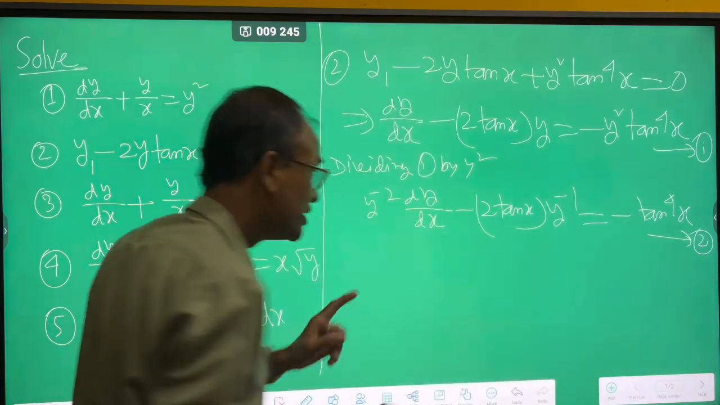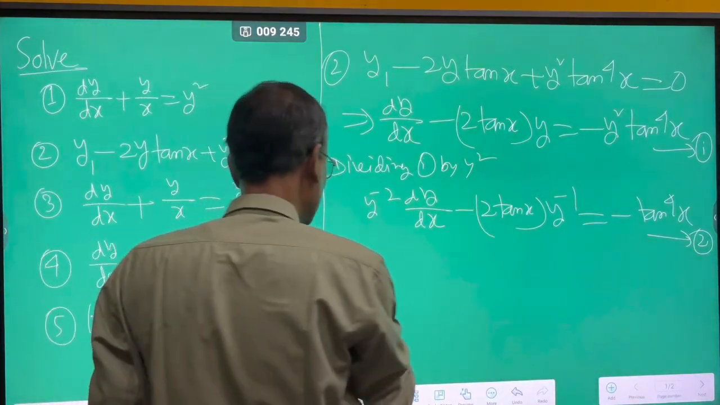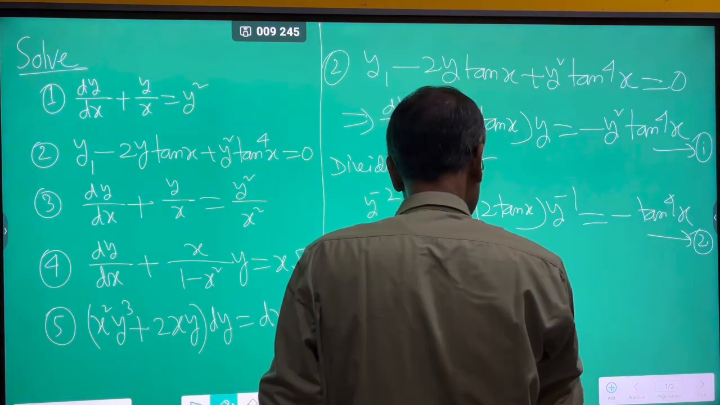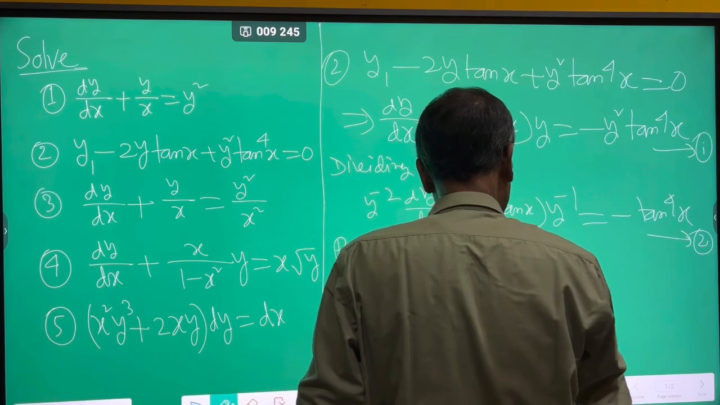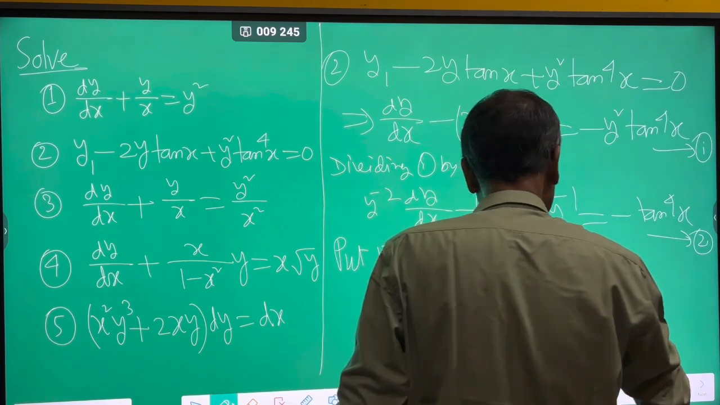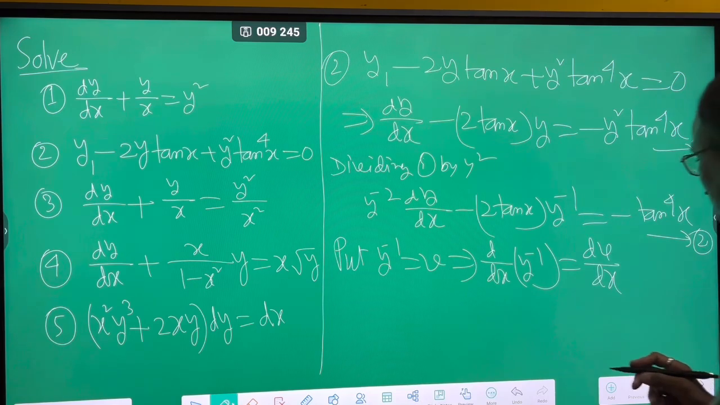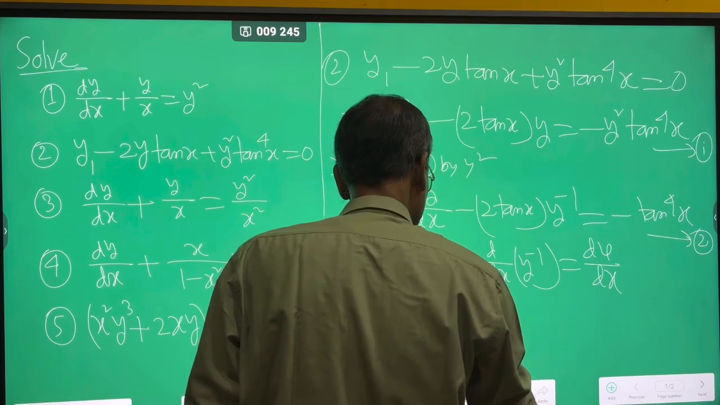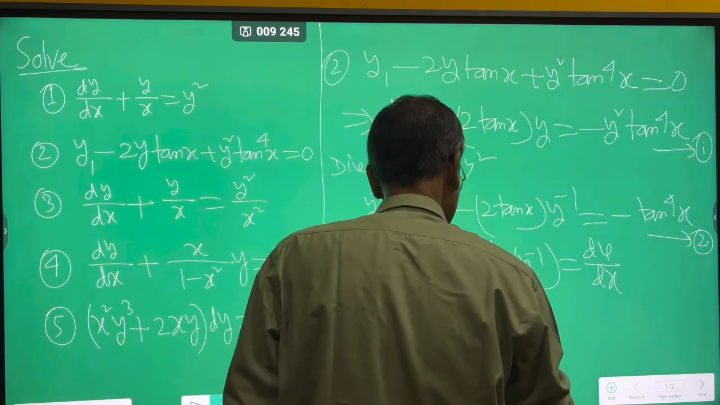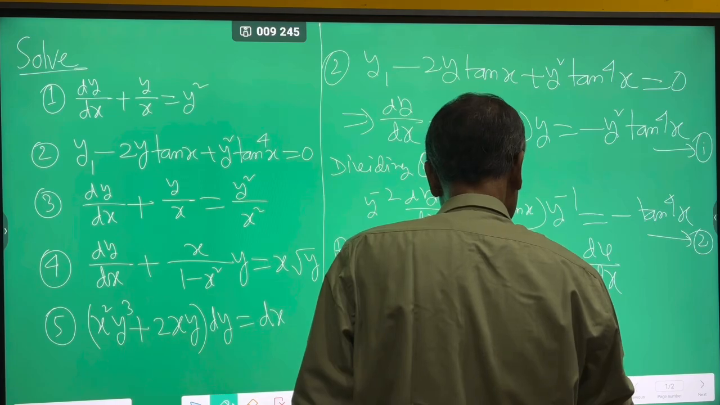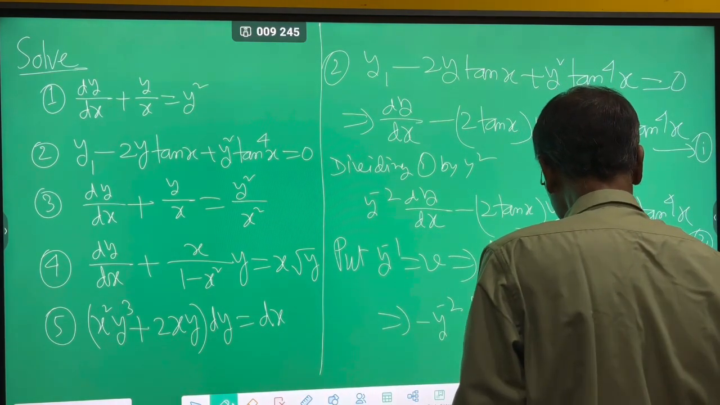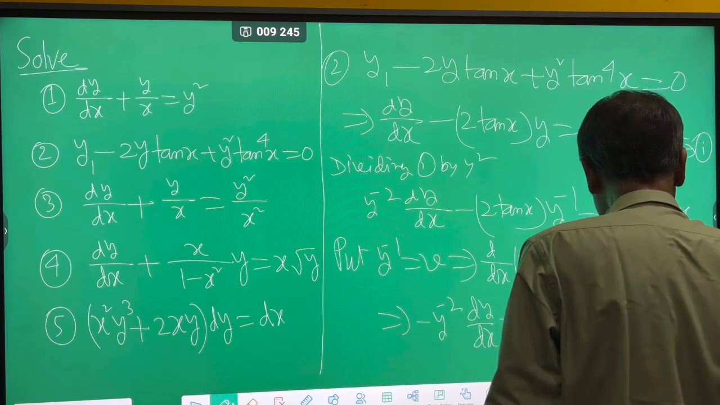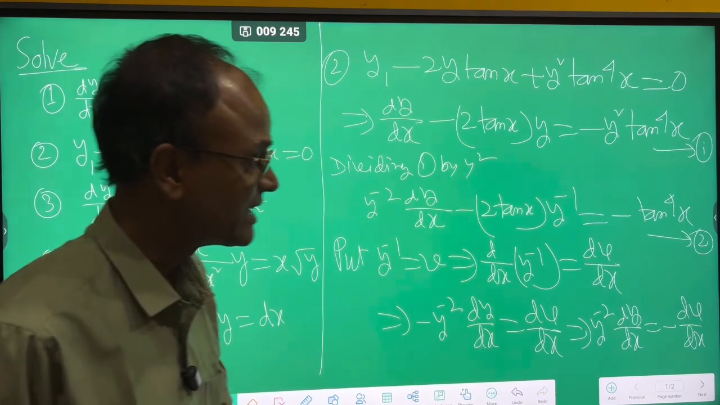Now you have to put y to the power minus 1 equal to v. This means d by dx of y to the power minus 1 equal to dv by dx, or minus y to the power minus 2 dy by dx equal to dv by dx. Or you may write y to the power minus 2 dy by dx equal to minus dv by dx.